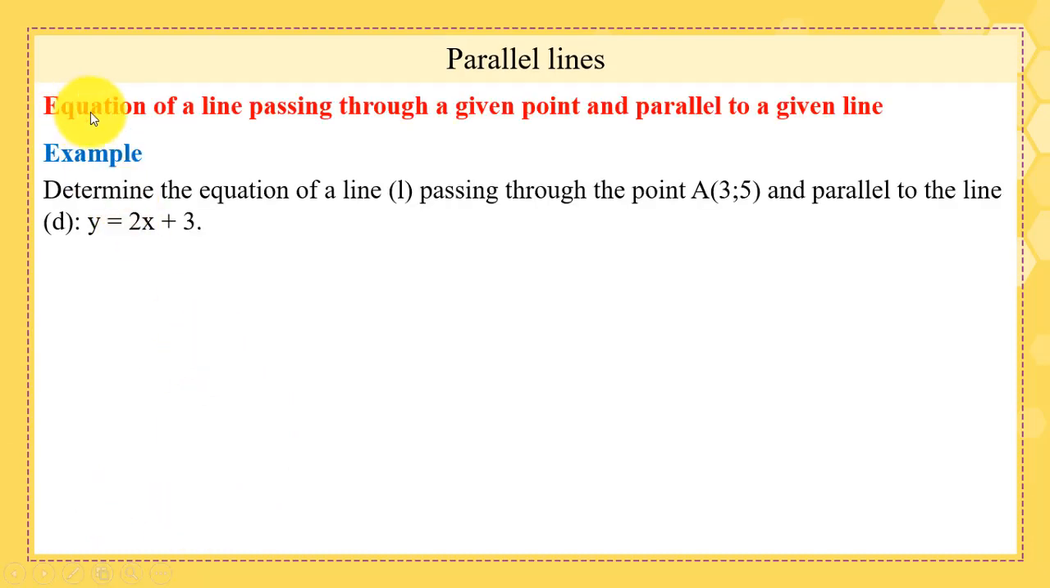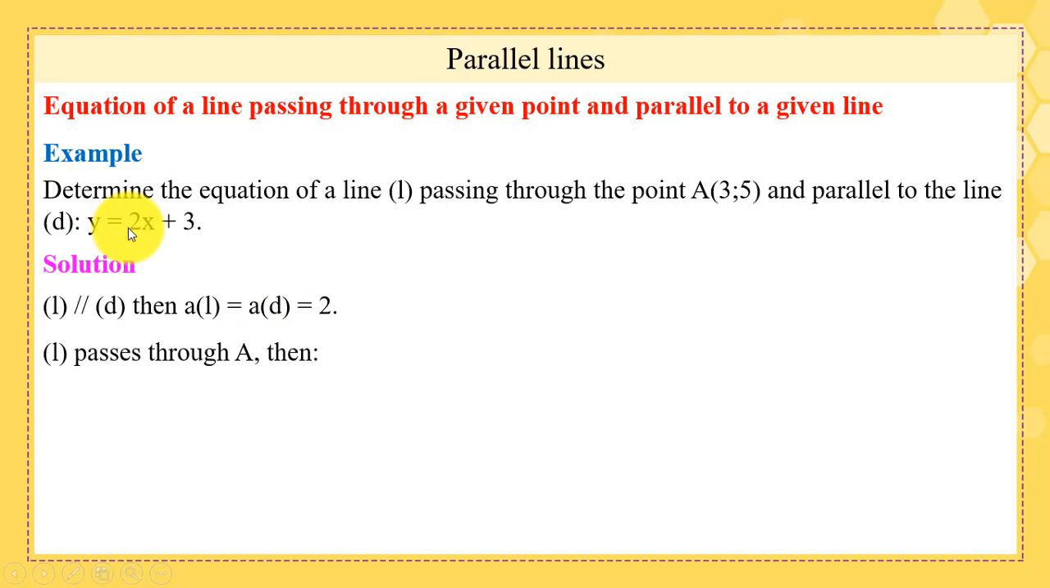How to find the equation of a line passing through a given point and parallel to a given line. For example, determine the equation of the straight line L passing through the point A(3, 5) and parallel to the line D, y equal to 2x plus 3. Solution. To find the equation of the straight line L, we must find the slope of the straight line L. Here, the straight line L is parallel to the line D. Then, a of L, the slope of L, is equal to a of D, which is equal to 2.